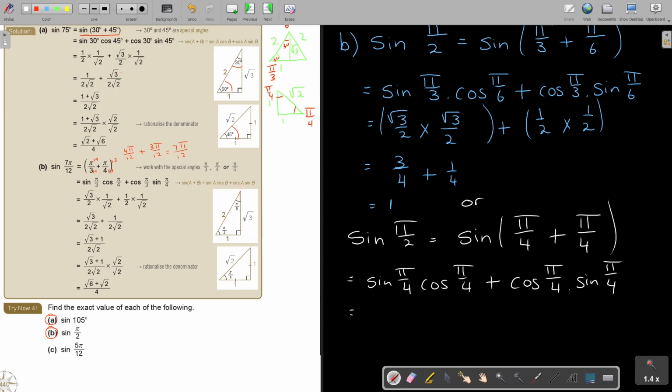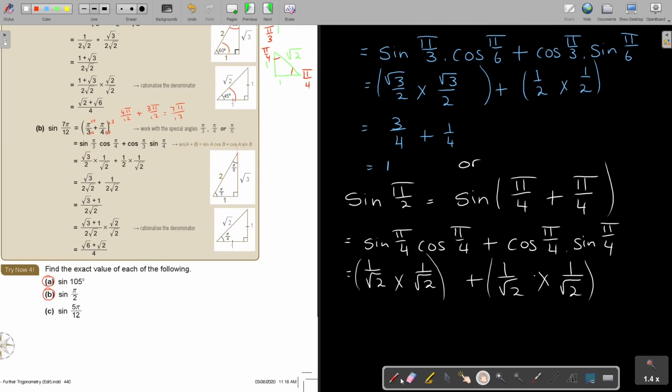Okay, now I look at this. So sin is 1 over square root 2. Cos is 1 over square root 2. Okay. Plus cos is 1 over square root 2. Sin is 1 over square root 2. And that's 1 over square root 2 times 1 over square root 2, so it's 1 over 2 plus 1 over 2, and it's also equal to 1. And your answers are exactly the same.